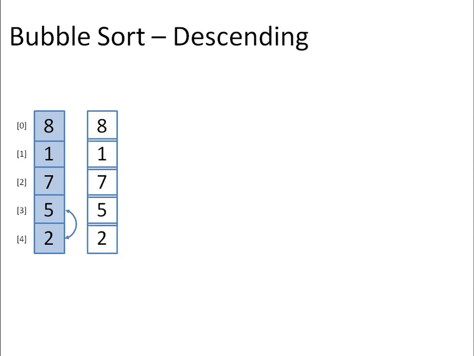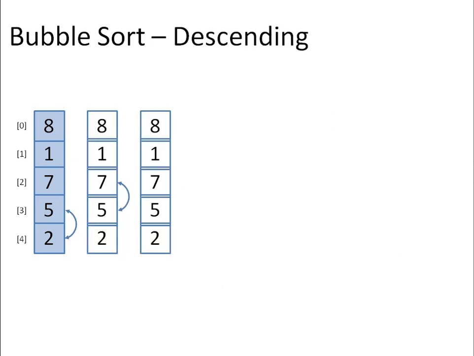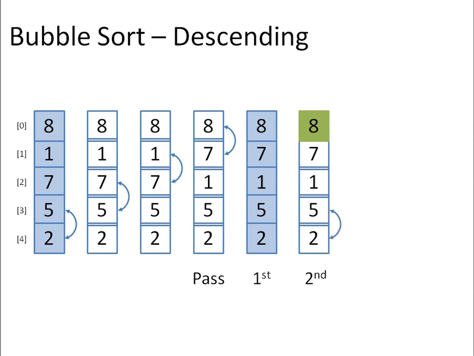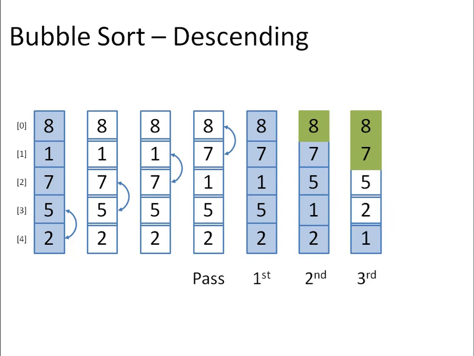In a similar way, one can use the same concept to sort the elements in descending order, that is, compare and swap the adjacent elements wherever needed, as is shown here. Here we are using the bubble sort algorithm to sort the sequence in descending order.